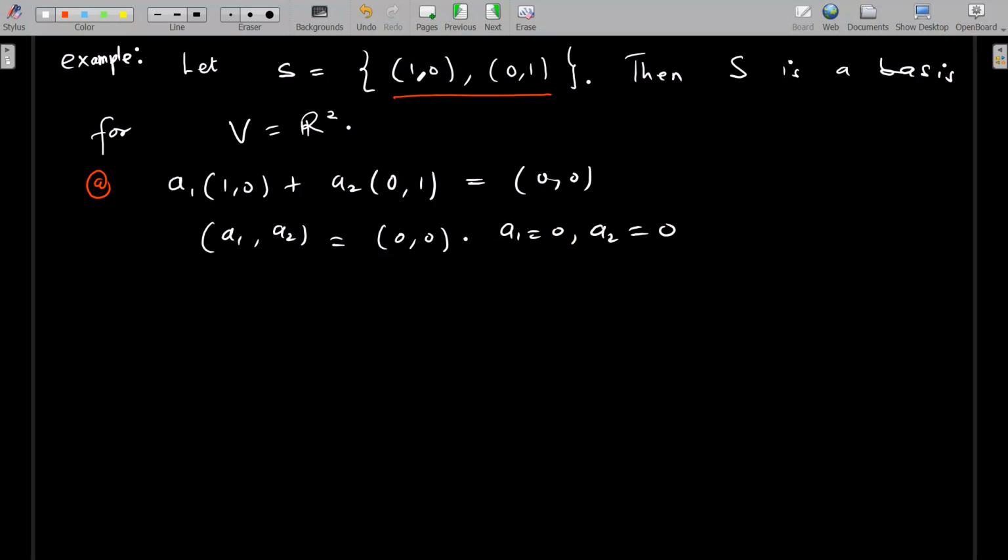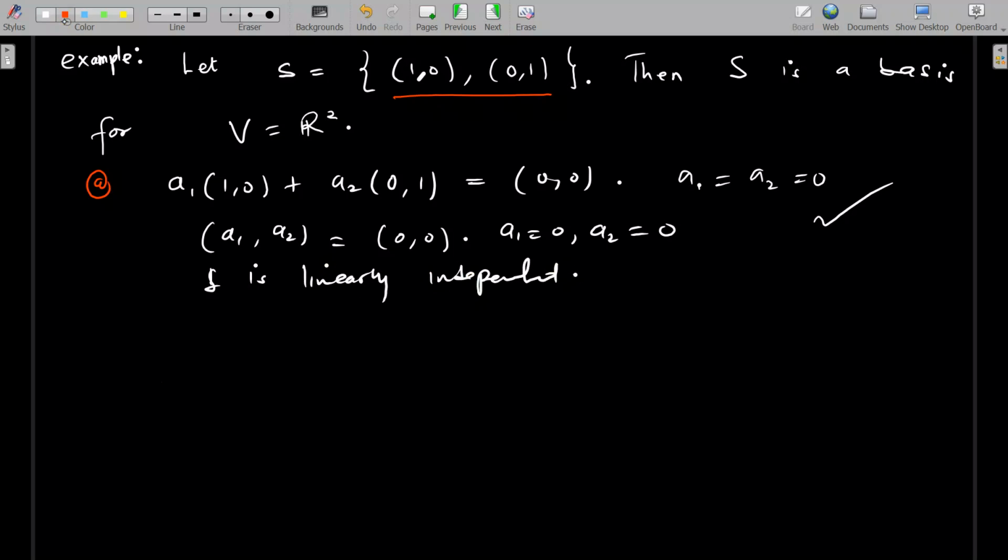And if I'm able to show that this happens only when both A1 and A2 are 0, then since we've been able to show that A1 is equal to A2 and is equal to 0, indeed the set S is linearly independent. Okay, so S is linearly independent.